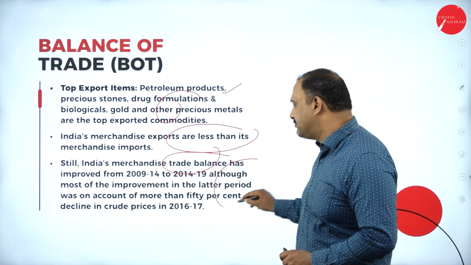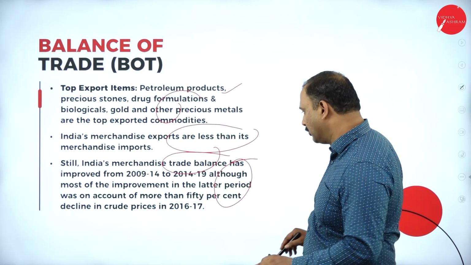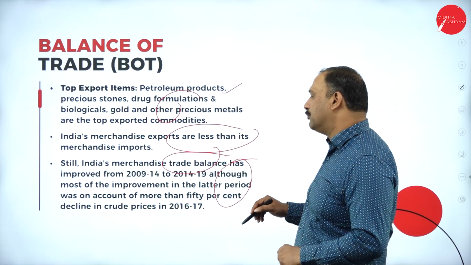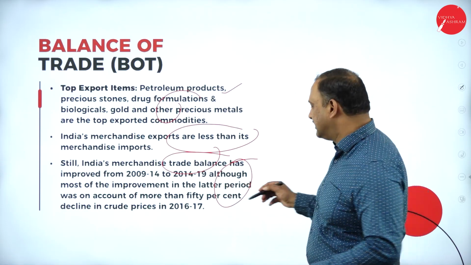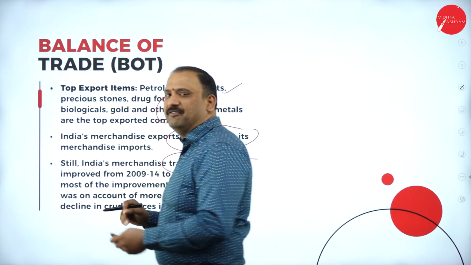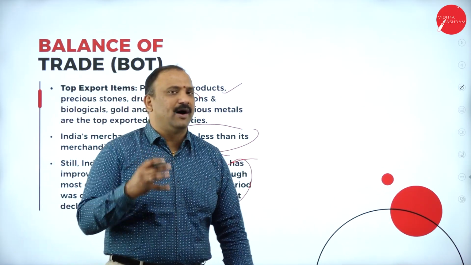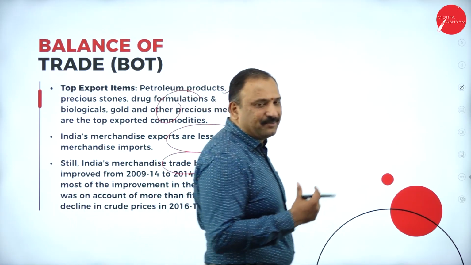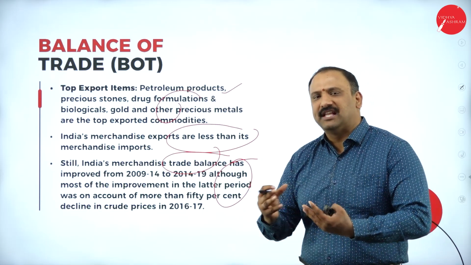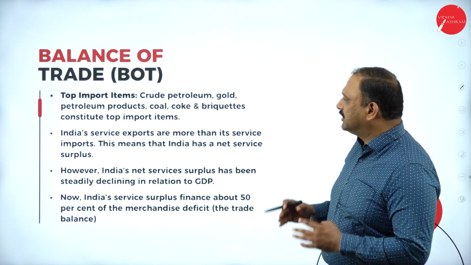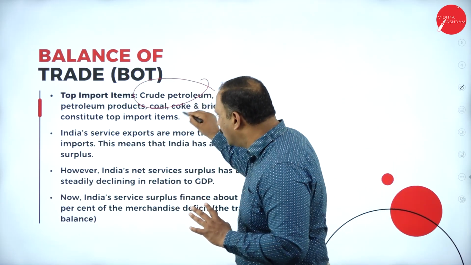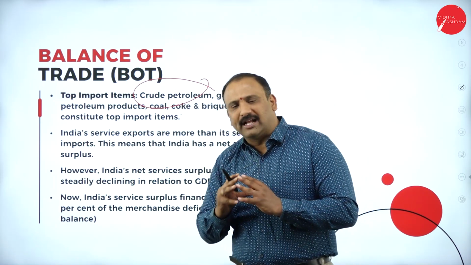Still, India's merchandise balance improved between 2009 to 14 and 14 to 19, although most of its improvement in the latter period was on account of more or less a 50% decline that we have been seeing altogether. So this is somewhere a very, very interesting factor for all of us to understand, to grow with, and to determine how things have been going across in our favor or in the situation that we have been demanding for. Now, the top import items, again, the most important thing is crude petroleum, gold, petroleum products, coal and coke that we have been importing.